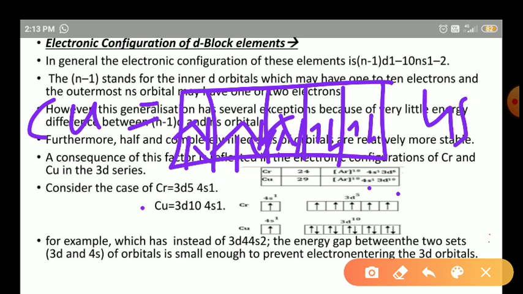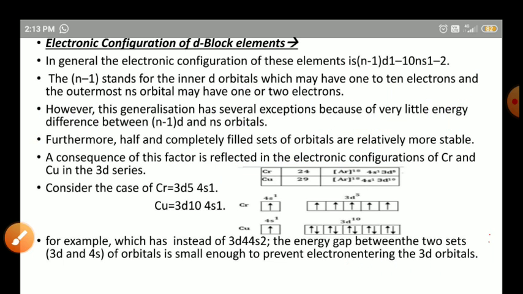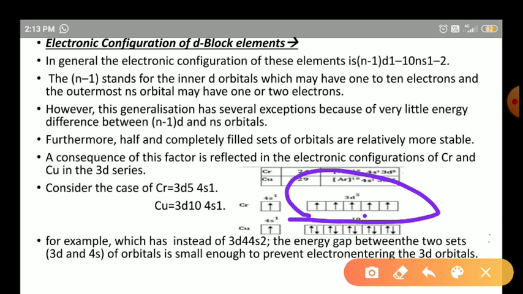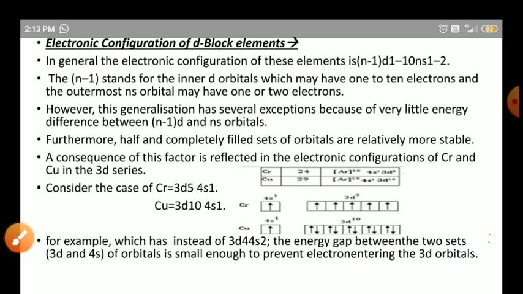And next the 4s1. So copper and chromium are the two exceptional cases in which the d orbitals are, in the copper, completely filled, the complete 10 electrons exist here, and in the chromium 5 electrons are present. So these are the two exceptional cases, and in the remaining elements the electrons are incompletely filled in the d orbitals. So that's why these are the exceptional cases.